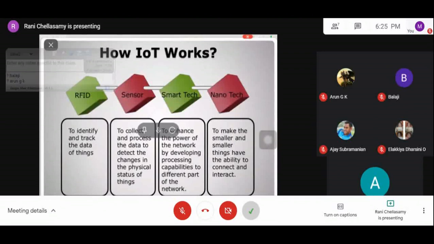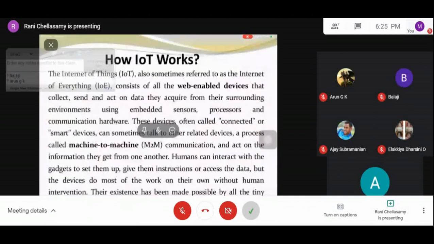So how does IoT work? That is Internet of Things, sometimes also referred to as Internet of Everything, IoE, consisting of web-enabled devices. Web-enabled devices means internet-enabled devices. So they collect the data, send the data and act on the data that they acquire from the surrounding environments with the help of embedded sensors, processors, and communication hardware.